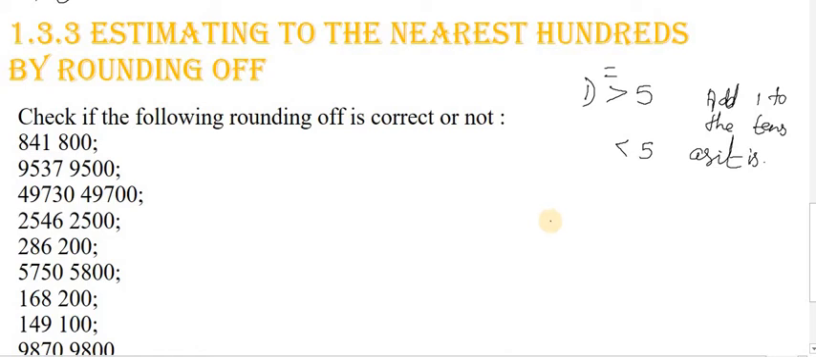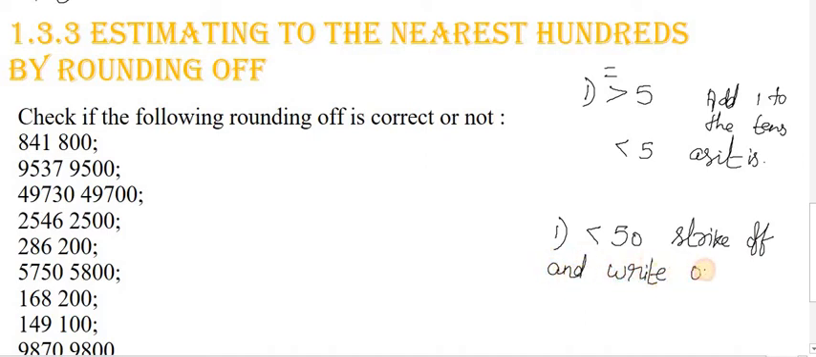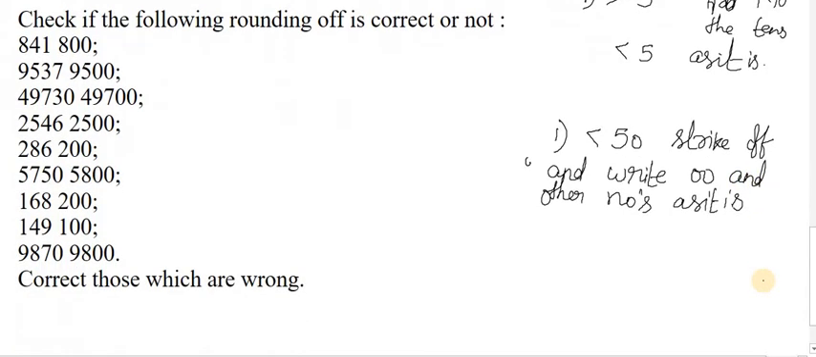So here it is for hundreds. Half of hundred is how much? 50, right? If it is less than 50, strike off and write 0, 0 and the other numbers as they are. So 50 means the ones place and tens place you are going to consider.